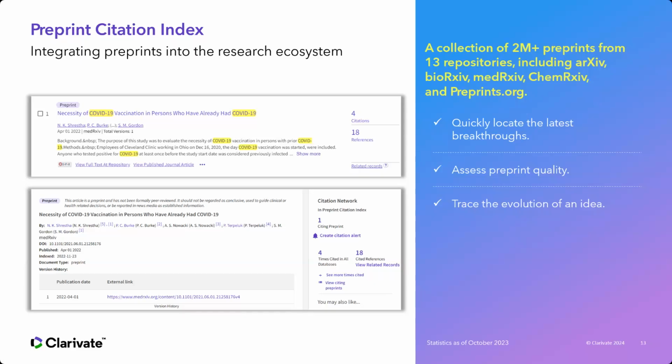Now, this should not be confused with early access publications, because early access publications are papers usually that have already gone through that peer review process and have been accepted by the journal to be published. All right, so we do have preprints available for you to discover. If you're curious about which repositories we currently cover, some of the major ones are arXiv, bioRxiv, medRxiv, chemRxiv, and preprints.org.